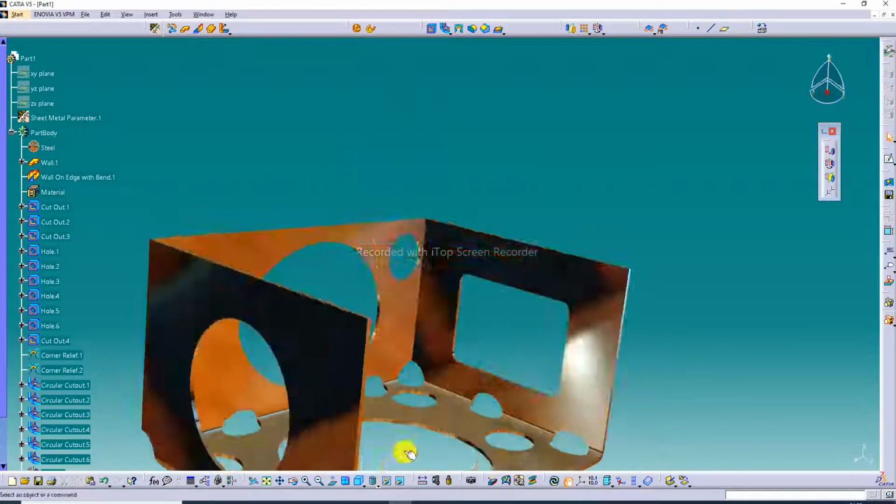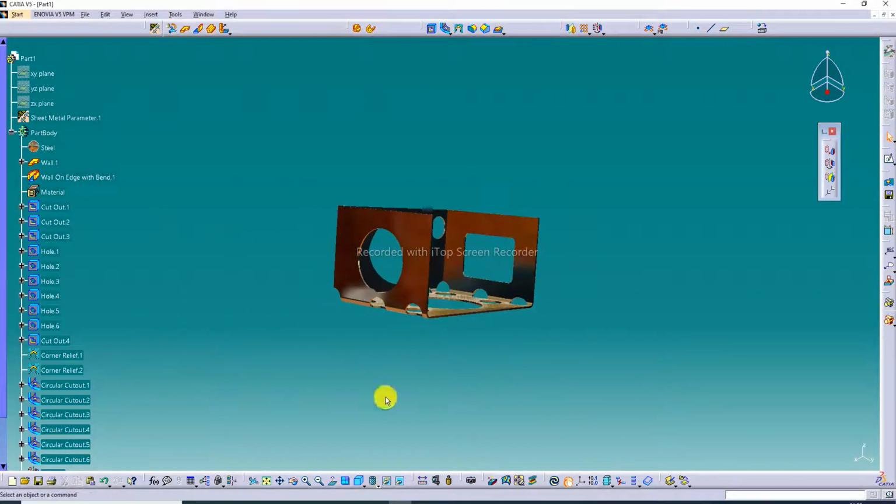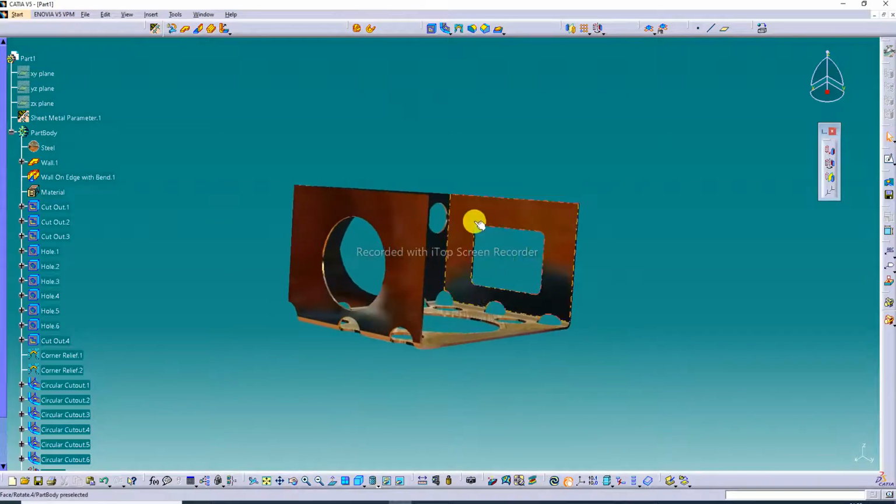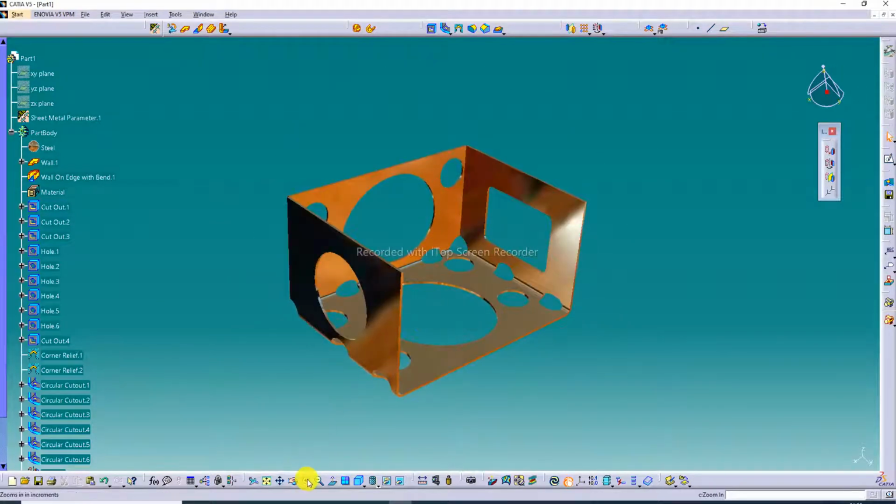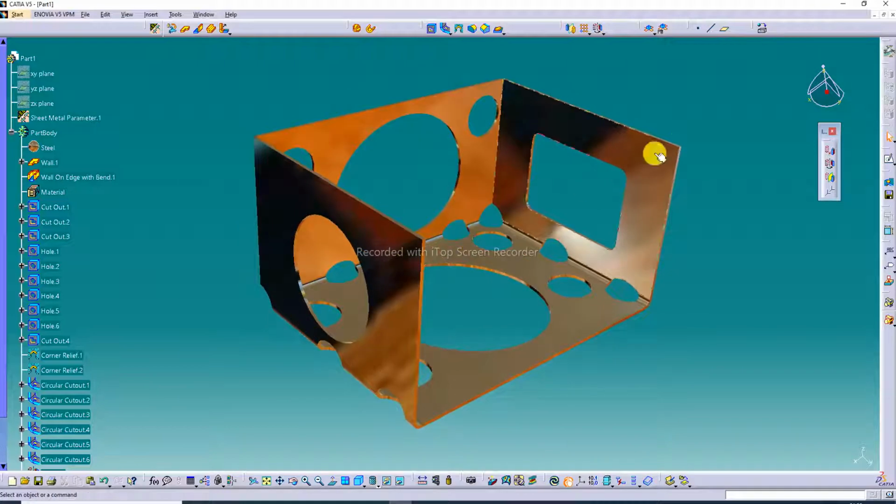And in isometric view we use fit all in and zoom. This is correct. This body is correct.